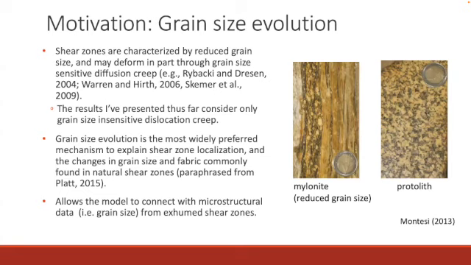Grain size evolution is the most widely preferred mechanism to explain shear zone localization and the changes in grain size and fabric commonly found in natural shear zones. And finally, it allows the model to connect with microstructural data from exhumed shear zones.